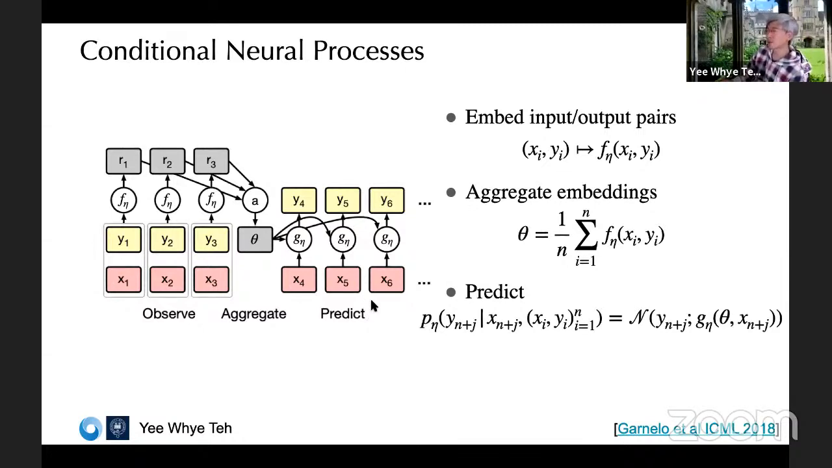But to have a proper stochastic process, we need to model the dependence across these test outputs. One simple thing you could do is to do this in a sequential way. Instead of predicting all of this at once, we could first predict Y4 conditioned on Y1 to Y3 and X4. Then given Y4, we put it into the training set and predict Y5 given X1, Y1 to X4, Y4. Then given that predicted Y5, we put it back into the training set and predict Y6 given X6. So this is a sequential way of making a prediction, which automatically induces dependencies across Y4, Y5, and Y6. But of course, it's not computationally as efficient.